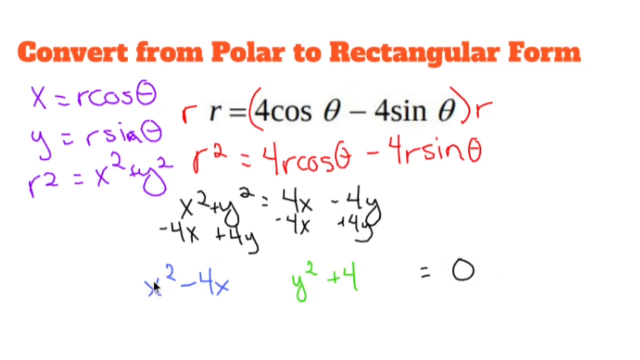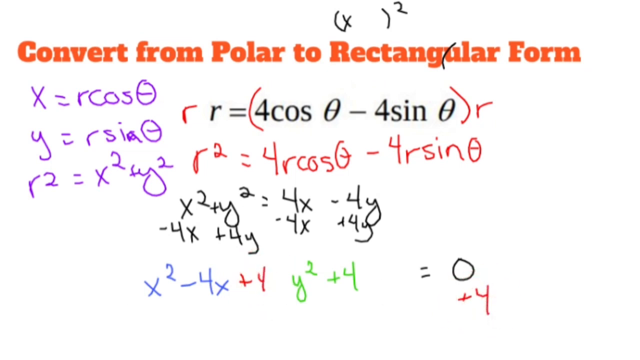Now, what I want to do is make this look like x minus something squared. And I want to do the same thing with that, but with a y squared. How do I do that? Well, completing the square, of course. Take half of this number, square it, and add it to both sides. So half of 4 is negative 2. Square that is positive 4. So let's add 4 to both sides.